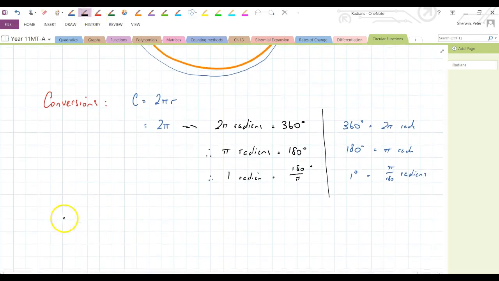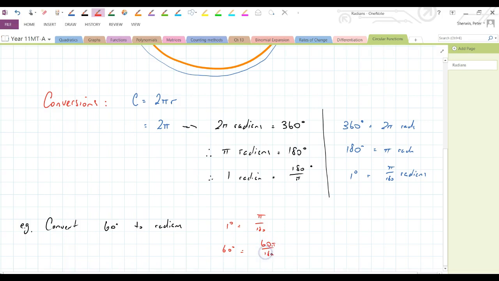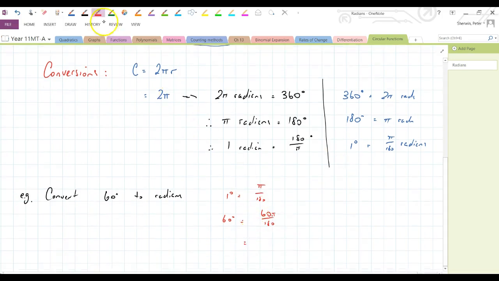So this is an example: convert, let's just go with a simple one, 60 degrees to radians. Then we will take 1 degree is equal to pi over 180, so 60 degrees will equal 60 pi over 180, which reduces to pi over 3 radians. It might be more simply thought of as 180 degrees as pi, and that's 1/3, so 1/3 pi or pi over 3.